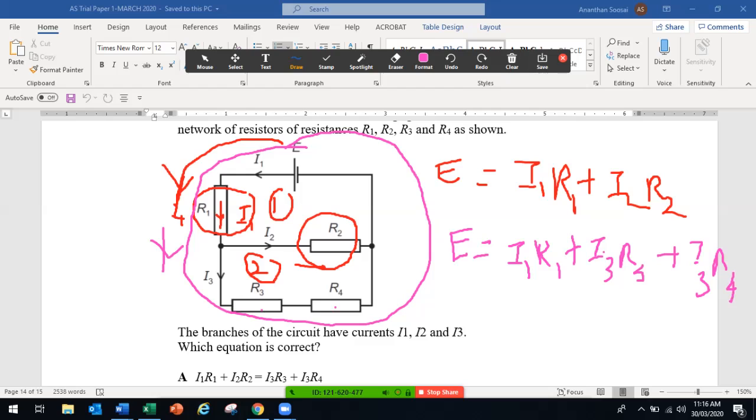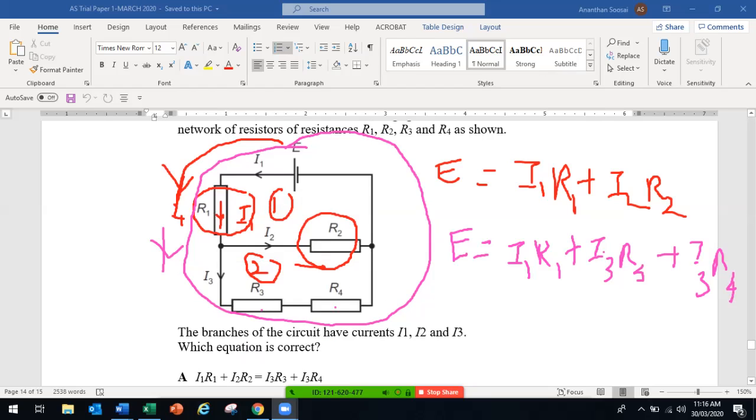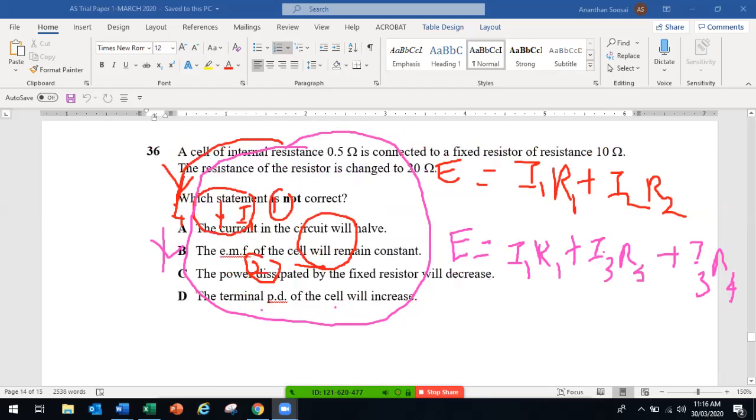How about 33? 33, yeah. Okay, actually it's C. 33 is what? C. How? 33.